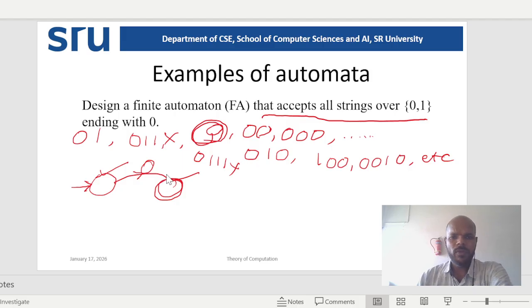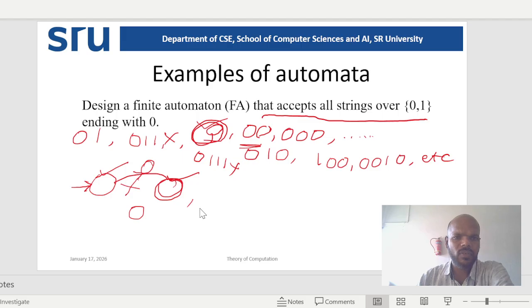There is no standard methodology to find the correct one. Now you try: single 0 is accepted, but 00 is not getting accepted. So that means this automata is partially right, but it is not a complete one.